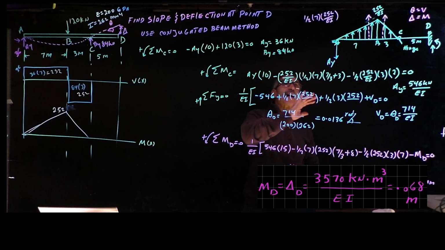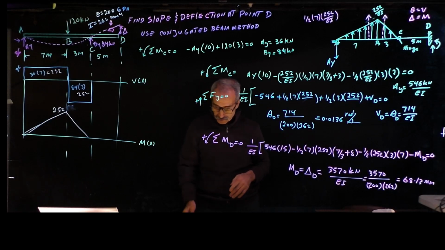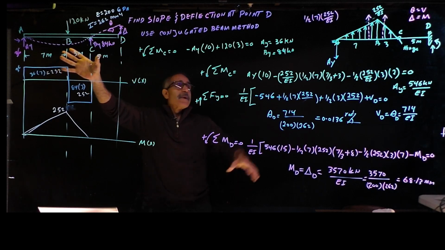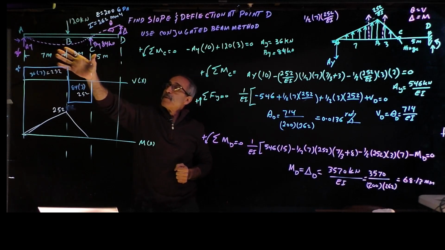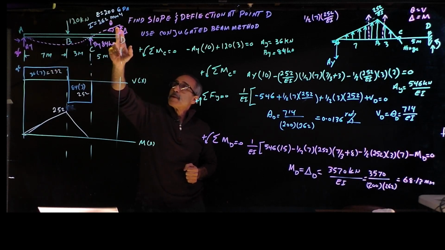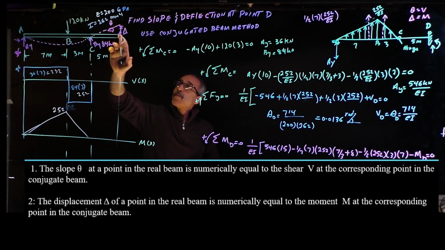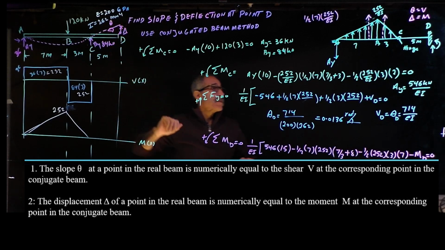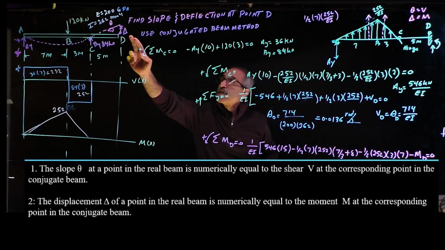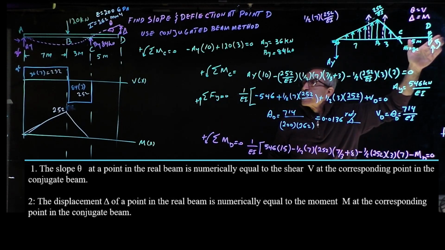So this is how you find conjugated beam. Let me just go over it one more time, and then we'll be done. So we have the real beam. This is the real beam. An imaginary beam will be that one right there. In a real beam, they asked us, what is the slope of this deflection shape, and what is the deflection here? So we said, okay, that's the real beam. The slope at this location in a real beam is the same as a shear at this location in a conjugated beam. And the deflection here in a real beam is the same as the moment at the conjugated beam.